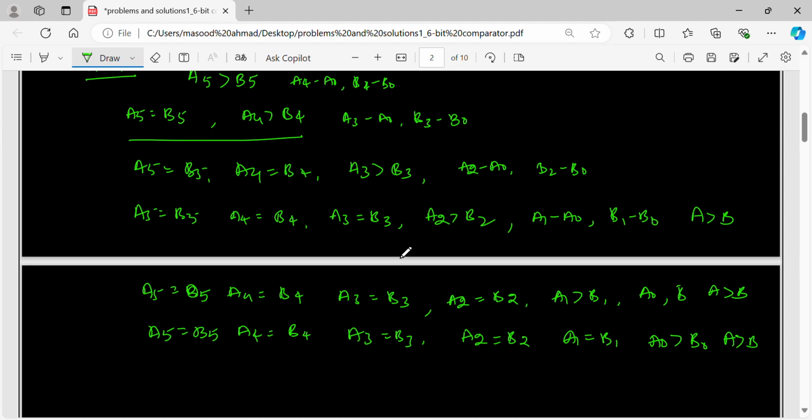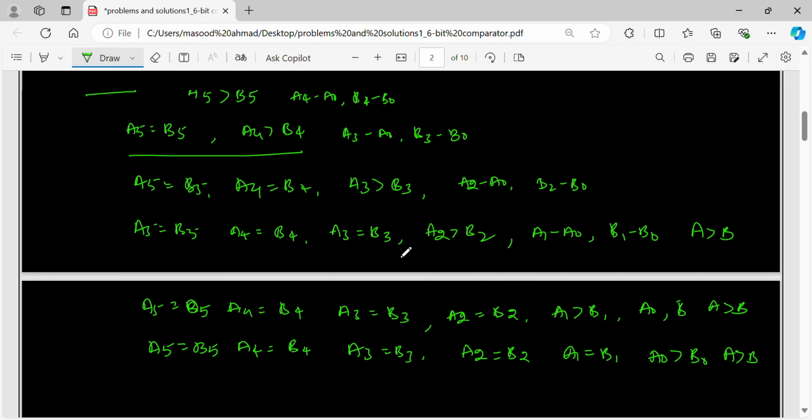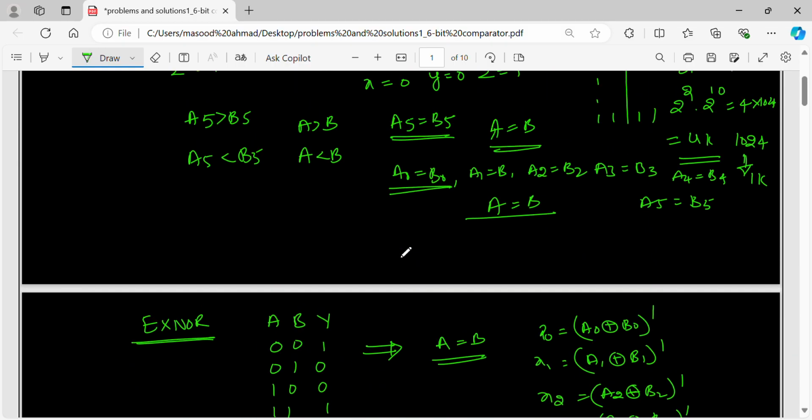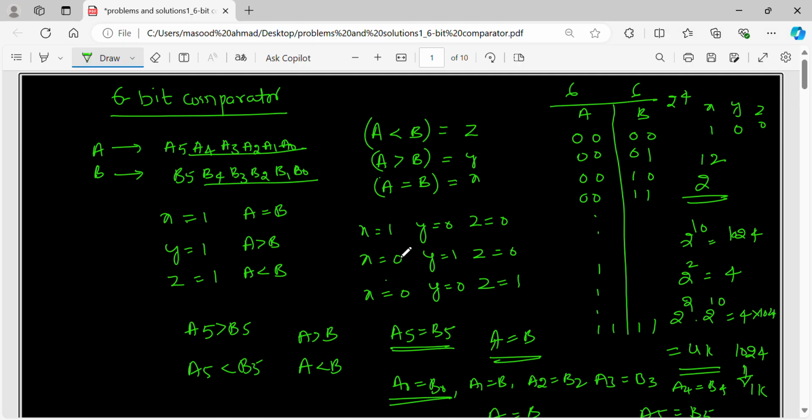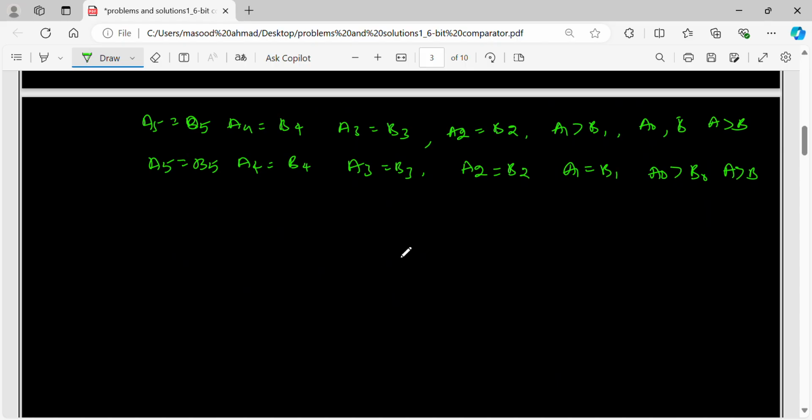So all these conditions we can write in terms of an expression. The notation that we have used for A greater than B is Y. So I write the expression for Y. Y is 1 when A5 B5 bar, or X5, which means A5 is equal to B5, then A4 B4 bar, where A4 is 1 and B4 is 0.